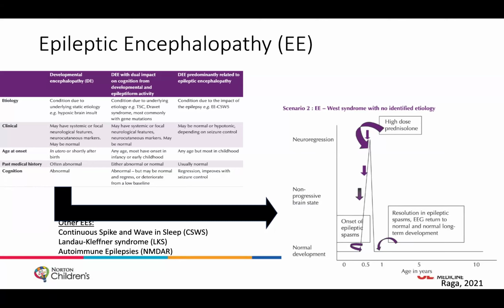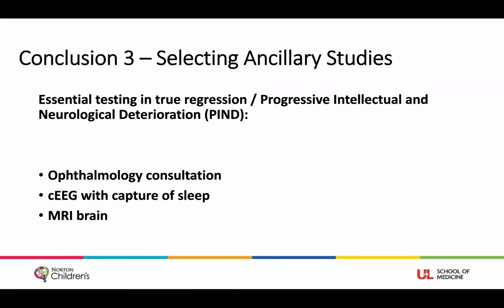And then autoimmune encephalopathies are really important to rule out. NMDA receptor encephalitis is one that can really present with seizures in this type of picture. So CSWS, LKS, and autoimmune encephalitis. Keep those on your differential, right, for regression. Because if you treat them, they'll go back to normal, right? And you can't detect CSWS without sleep. So if you're dealing with true regression, you have to get sleep. You can't not get it. So I conclude now and give us 10 minutes for questions.